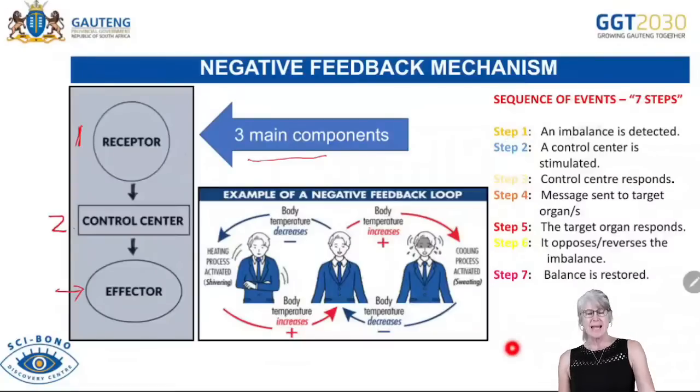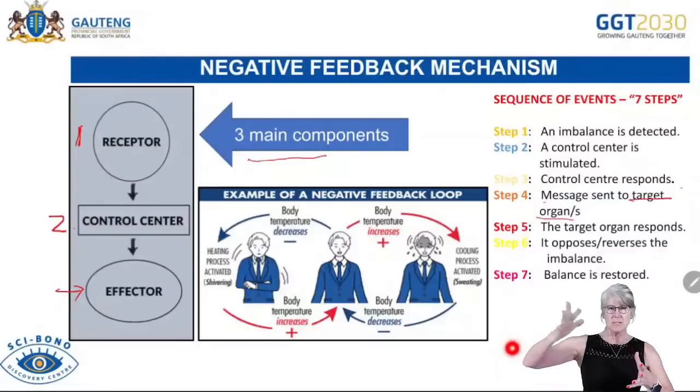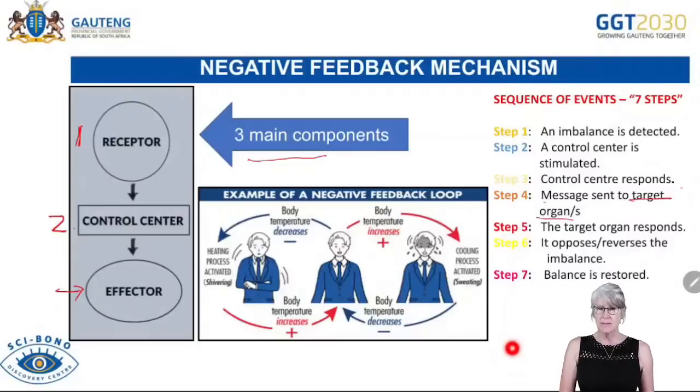So the first thing is an imbalance is detected. So my receptors are going to pick up that there's an imbalance. There's either too much or there's too little. A control center is stimulated. So whichever control center of that specific function, that control center responds, and it sends an impulse to the target organs. And that target organ is going to respond and bring about a change. So it's either going to lower the levels if it's too high, or it's going to raise the levels if it's too low. And then in that way, balance is restored.